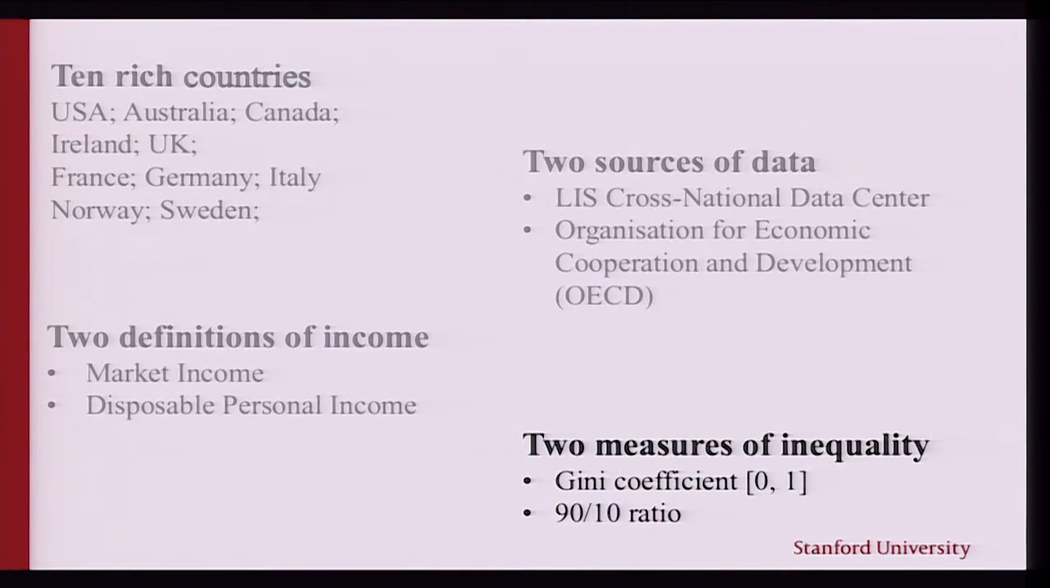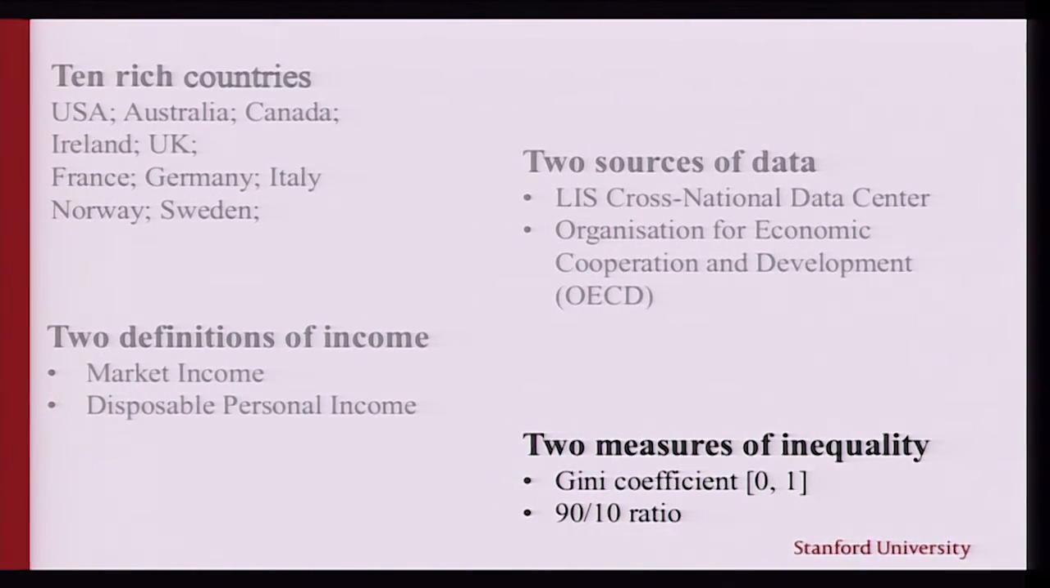The thing you should really get is that higher numbers mean higher inequality. Most of the time we're going to use the Gini coefficient, but I'll also show the 90-10 ratio and explain what that is. But again, higher numbers mean higher inequality. The Gini coefficient goes from 0 to 1, 0 being complete equality, 1 being complete inequality.